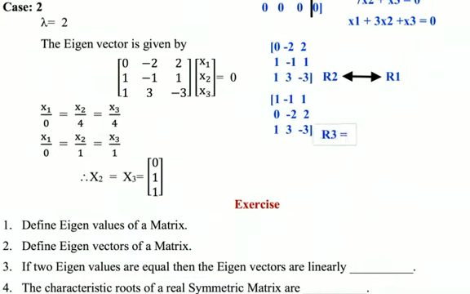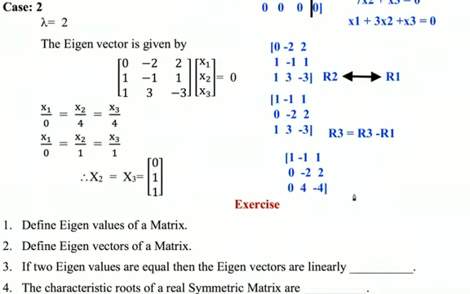r3 equals r3 minus r1. That forces the first element of the third row to 0, which is what is desired. 3 minus 3 is 0, 1 minus 1 is 0, 3 plus 1 is 4, minus 3 minus 1 is minus 4. Fair enough. See these two, they are just the same.